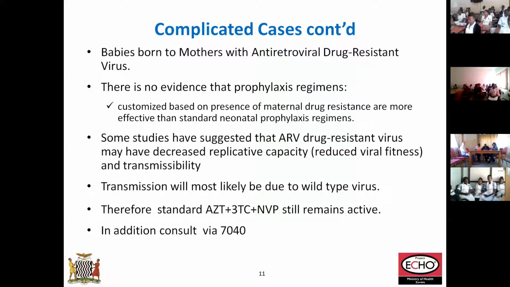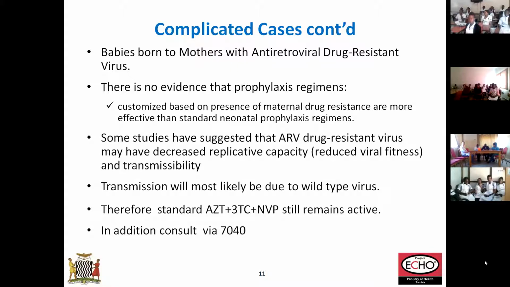Actually, some studies have suggested that the drug-resistant virus has a decreased replicative capacity, what we call reduced viral fitness, meaning that it doesn't replicate or reproduce as much as a wild-type virus. In the same vein, the transmissibility, or the ability to transmit to the baby, is also reduced, okay? Such that the virus most likely to be transmitted to the baby is a wild-type virus. And therefore, standard AZT/3TC still remains active.